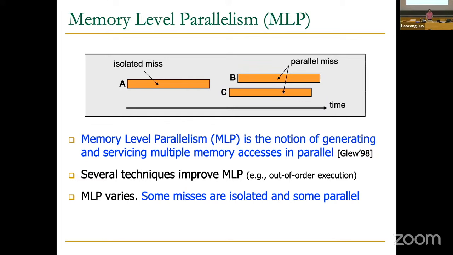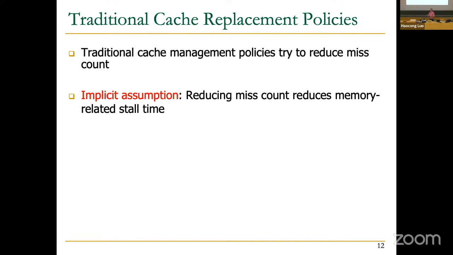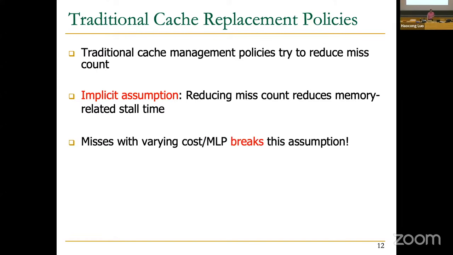I kind of foreshadowed in prior lectures saying that this is not necessarily true, right? So essentially, misses with varying cost or memory level parallelism in this particular case break this assumption. If the misses are not equally costly, this assumption is broken to begin with. So then the question is, how do you actually design a cache replacement policy that takes this into account?